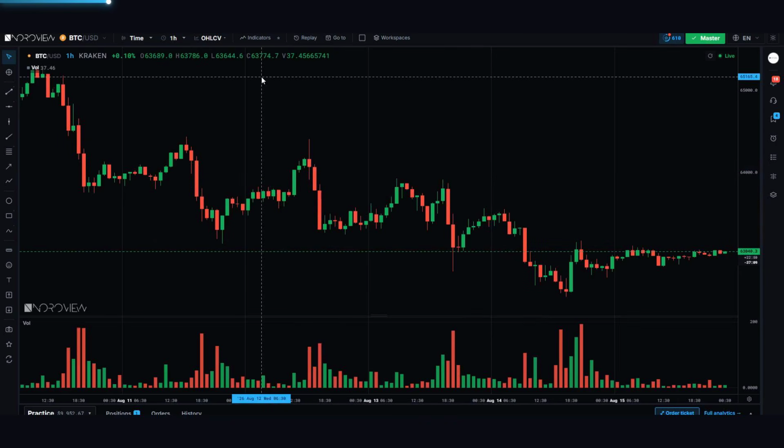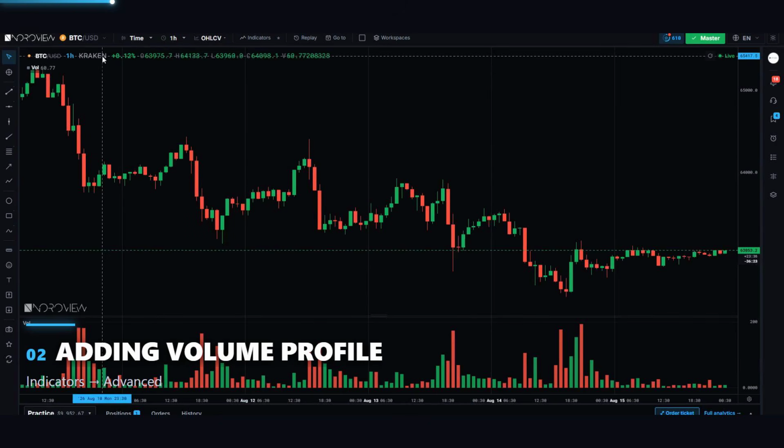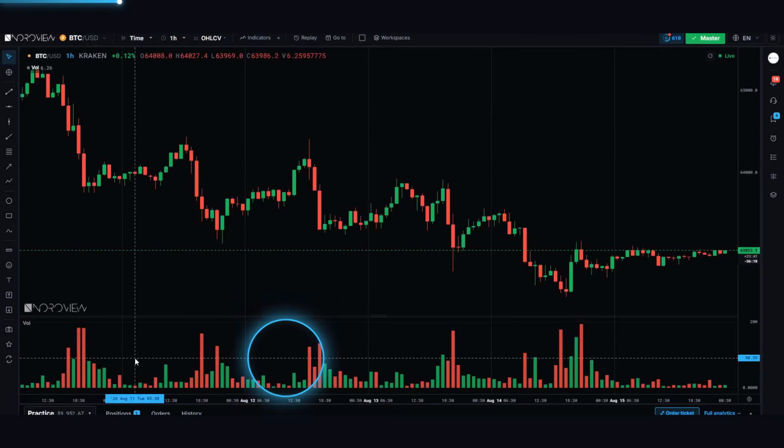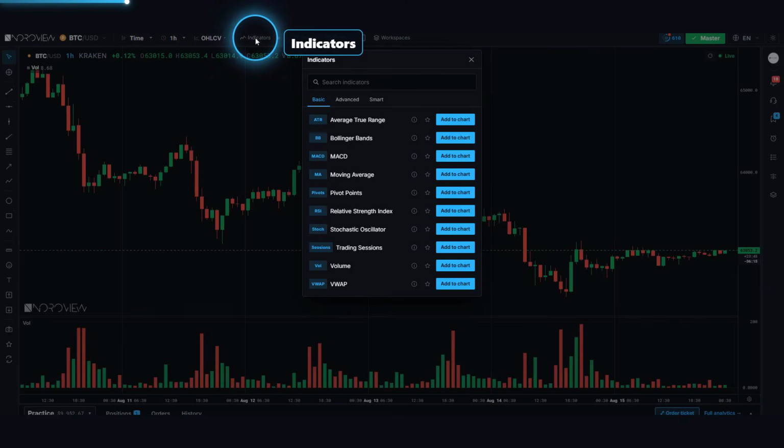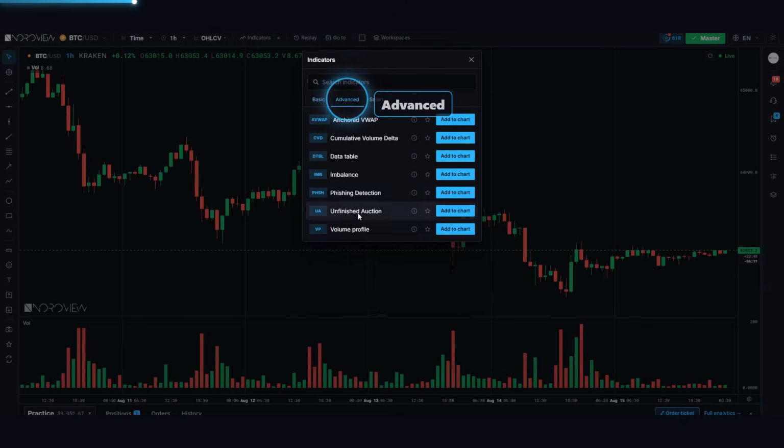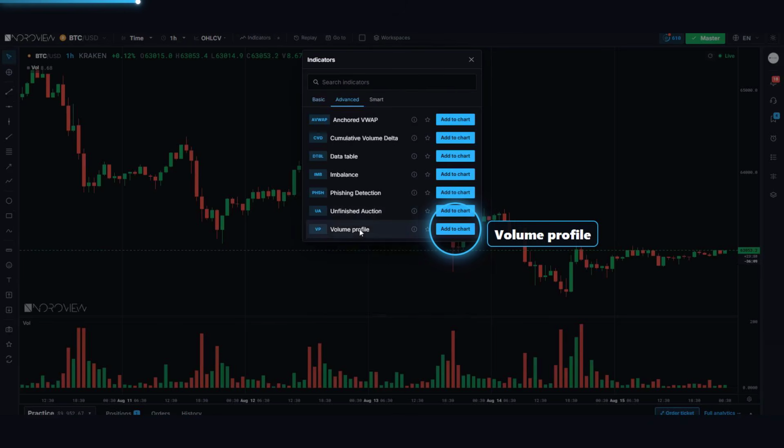Let me show you. I am on a 1-hour Bitcoin chart here on Kraken with plain candles. Down at the bottom is the ordinary volume indicator, volume by time. Now open indicators, up in the top bar, go across to the advanced tab, and right at the bottom of the list, volume profile. Add to chart.